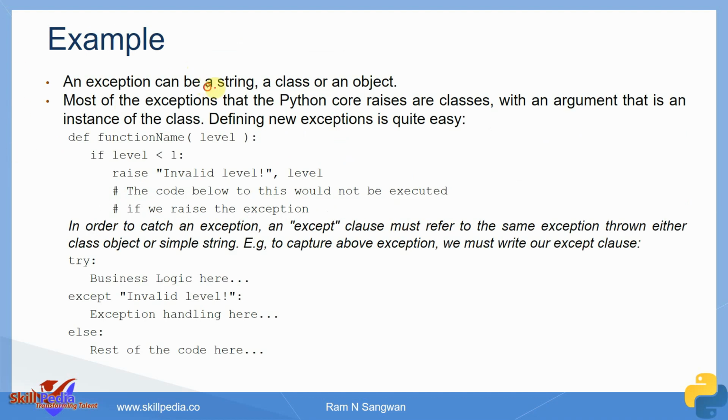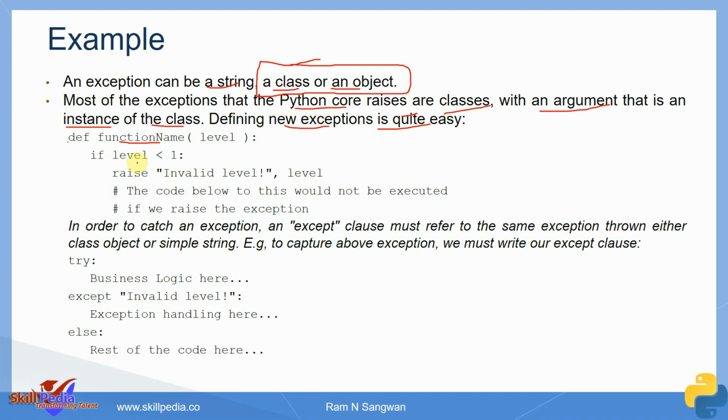An exception can be a string, a class, or an object. We are going to understand this because we have a dedicated session on these two words here, class and object. Because that is object oriented programming, we have a comprehensive session on this particular topic. Most of the exceptions that Python core raises are classes, with an argument that is an instance of the class. Defining new exceptions is quite easy.